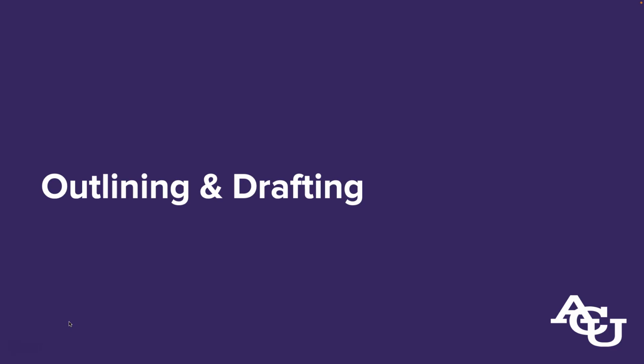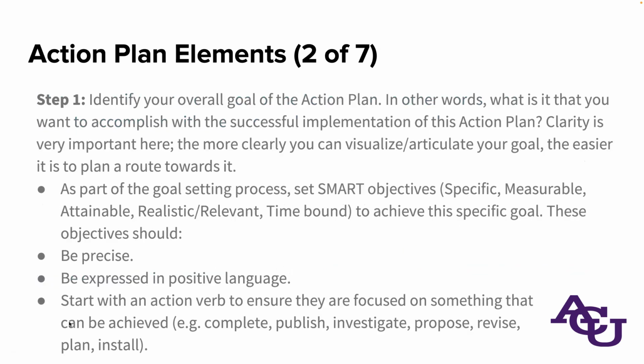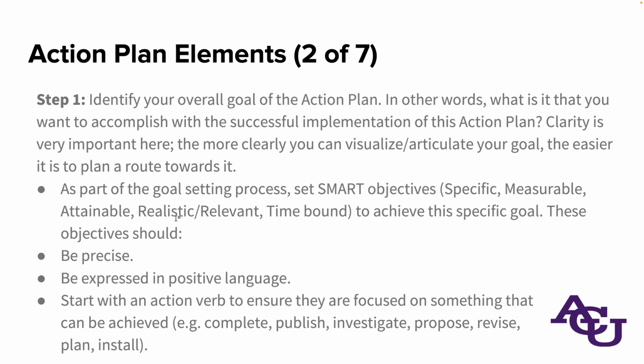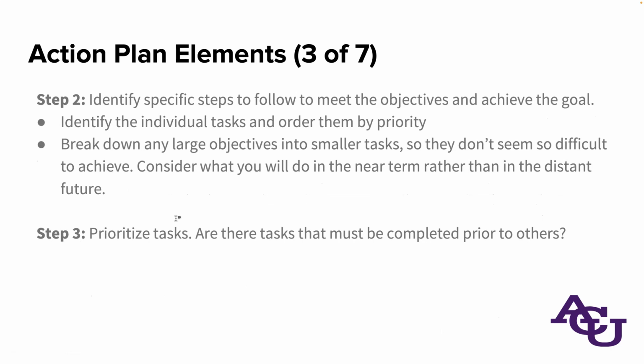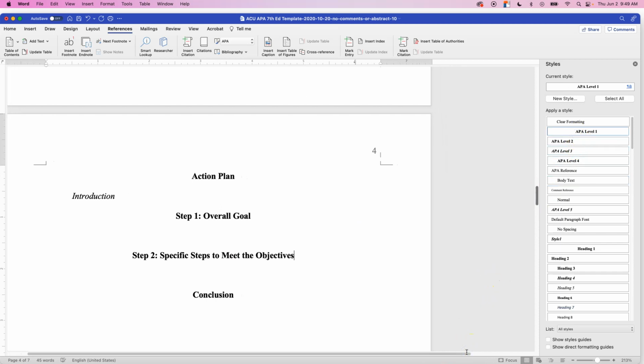All right, so if we scroll back here to the things for the action plan, we have the list of key elements here. Step 1, overall goal. Okay, so let's go ahead and add a section here. You can number it. That makes it a little easier to track. Nothing wrong with that. Step 1, overall goal. Okay. And step 2, specific steps to meet the objectives. Okay. That in APA Level 1 heading, because these are all at the same level of organization.